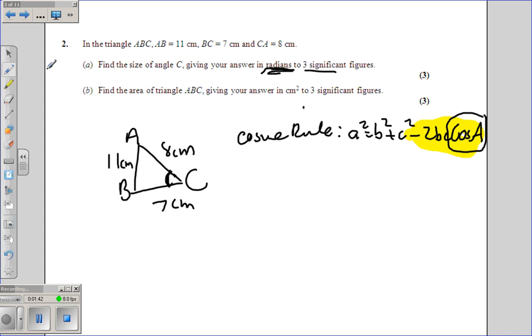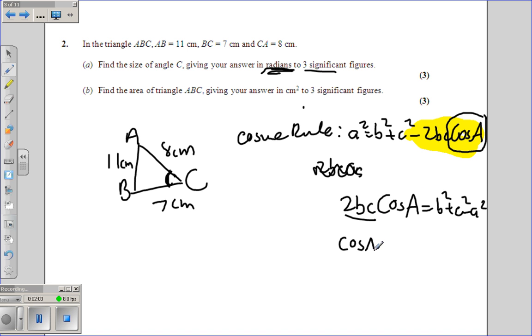So you get 2bc cos A, it's positive because it's on the left hand side, equals b squared plus c squared minus a squared. And to get the cos A by itself, I divide by 2bc, so I get cos A equals b squared plus c squared minus a squared all over 2bc.